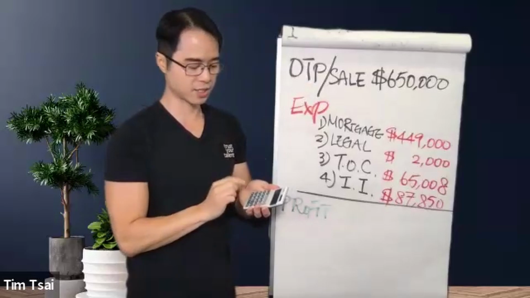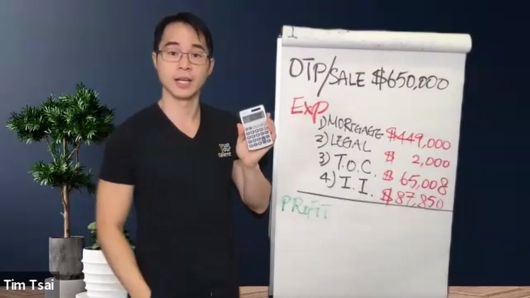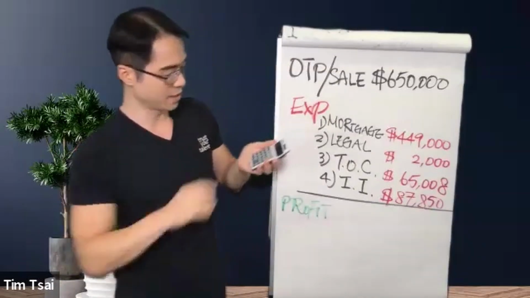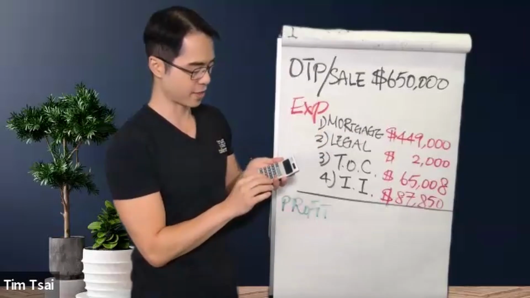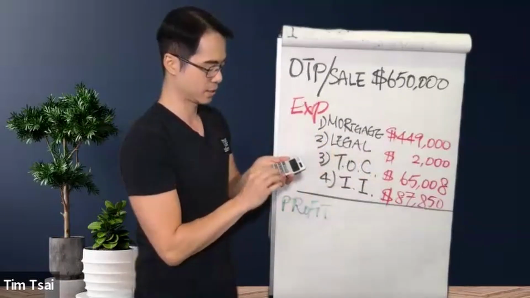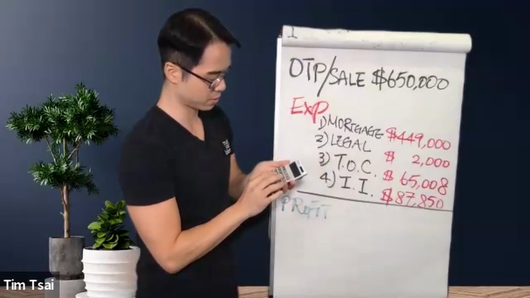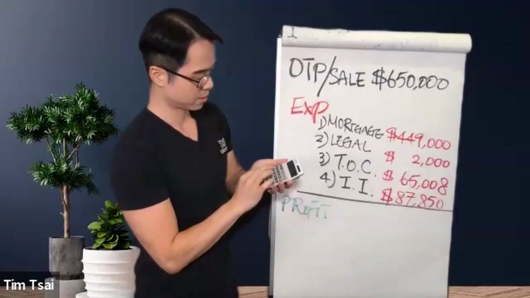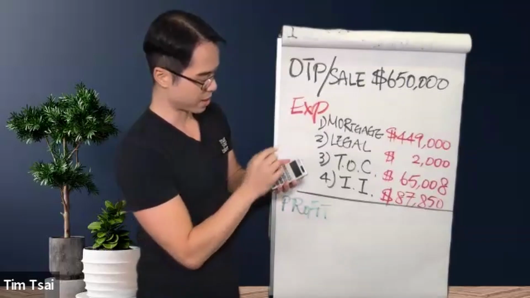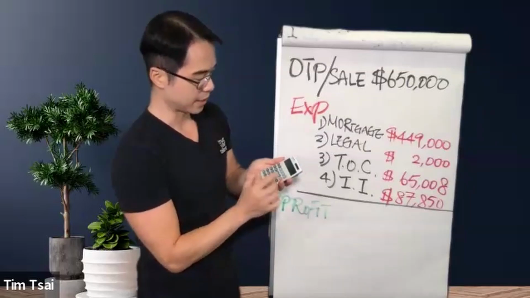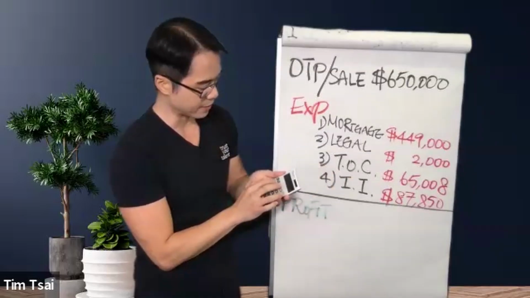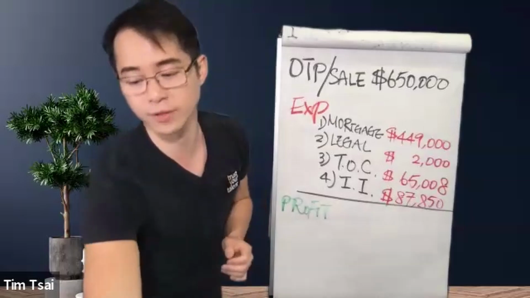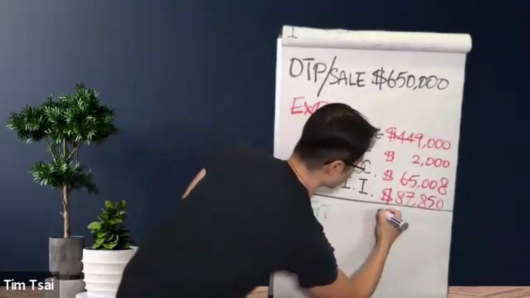Take out the calculator. 650,000, that's money in, the money put into our pocket, and then we have to say how much money is coming out of our pocket. So minus 449,000, minus 2,000, minus 65,008. Oops, messed that up a little bit. Let me quickly get back there. Okay, minus $65,008, and then minus our initial 87,850, which gives 46,142. $46,142 is profit at sale.